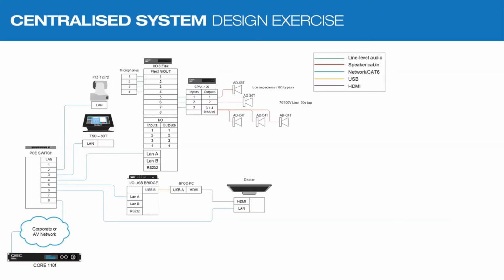So this is very similar to our previous design, except that the IO8 Flex has replaced the core in the room. So we're not using the core, there's the IO8 Flex in each room. And then we've got the camera, the touch panel, display device, USB bridge, amplifying speakers, and then the core somewhere else in the network, in a cabinet in the hallway or somewhere.